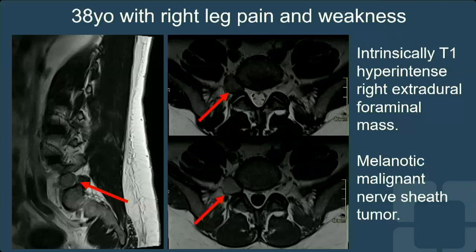So that means that it has some material that is intrinsically T1 hyperintense. So this is melanin, and this is a melanotic malignant nerve sheath tumor. These are very rare, but it's important to know what they are because they tend to be progressive and difficult to cure.